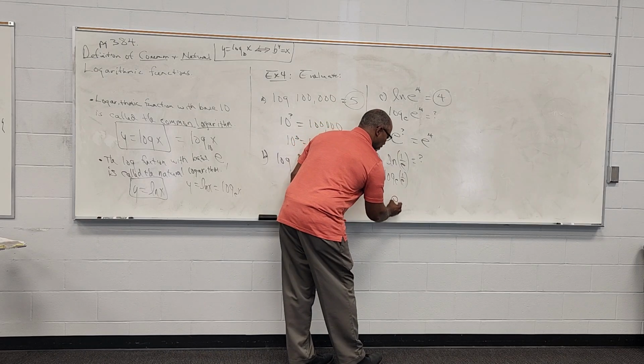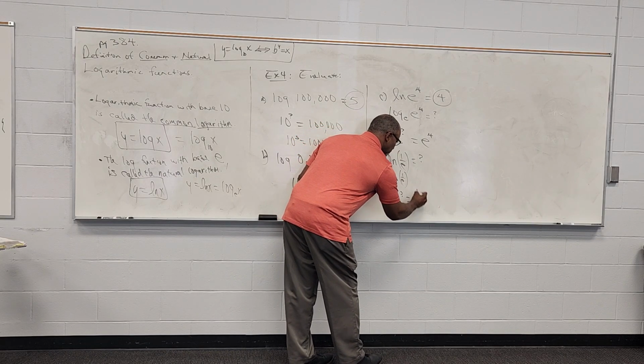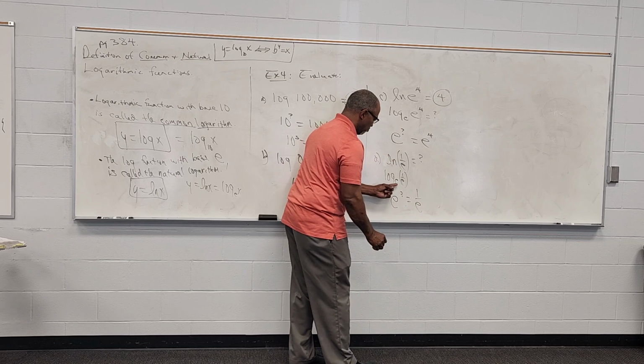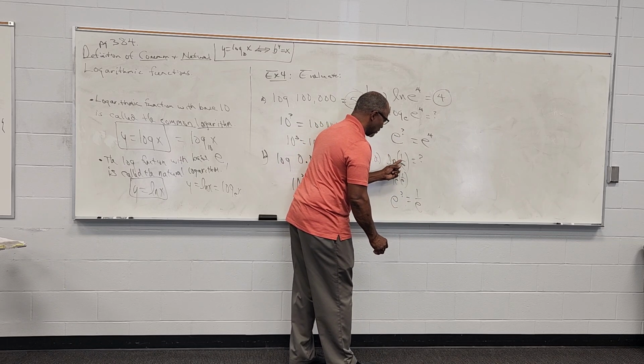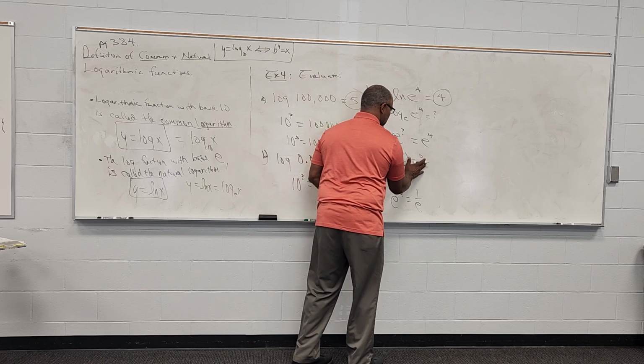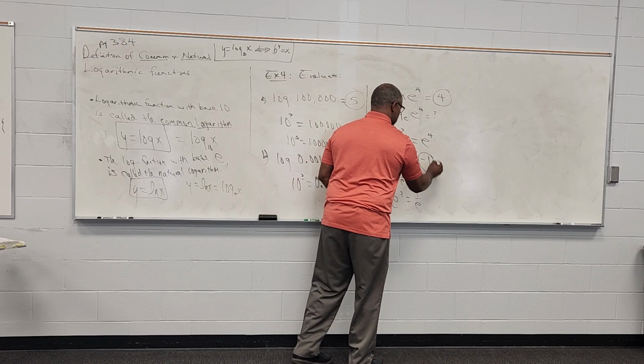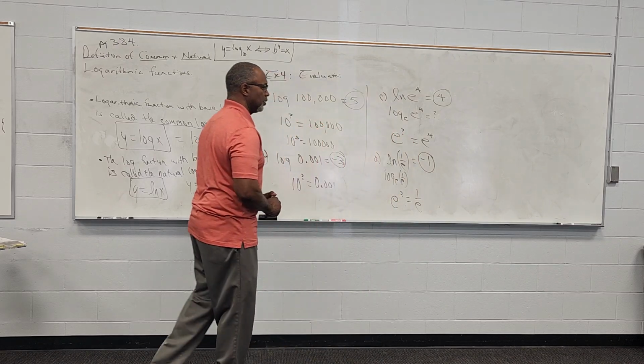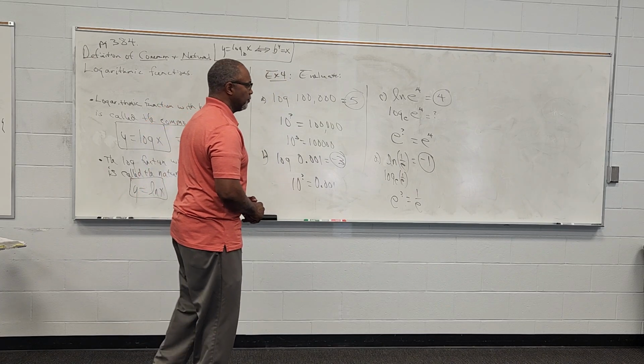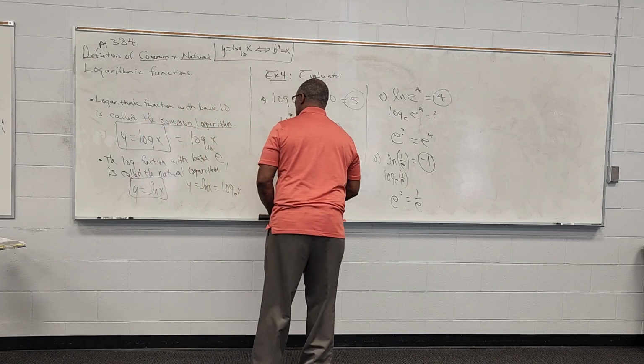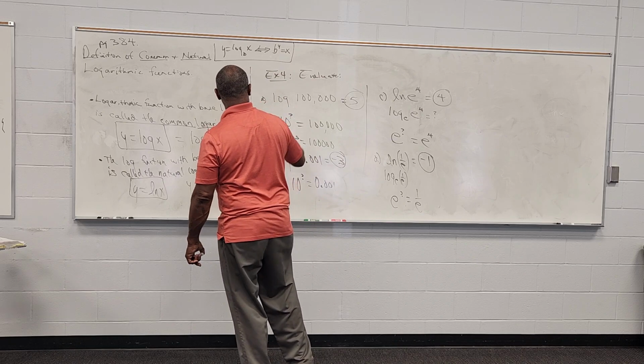So again, the base is e. So e raised to what power is x? b to the y equals x. So e raised to what power is 1 over e? Well, it better be negative 1. Negative 1.